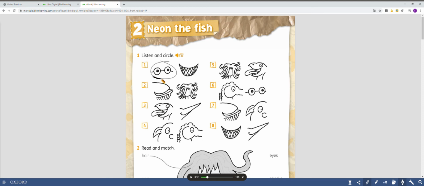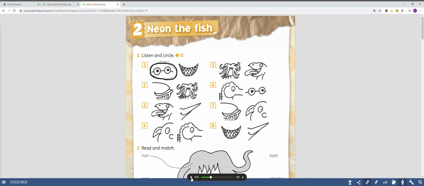Entonces, como lo hizo aquí el libro, encerramos eyes, porque estos son eyes. Veamos las que sí. Number 2. I've got hair. Está difícil. ¿Cuál de estas dos es hair? ¿Será esta o esta? Está muy difícil. A ver, háganlo ustedes y yo lo voy a revisar en el Classroom.